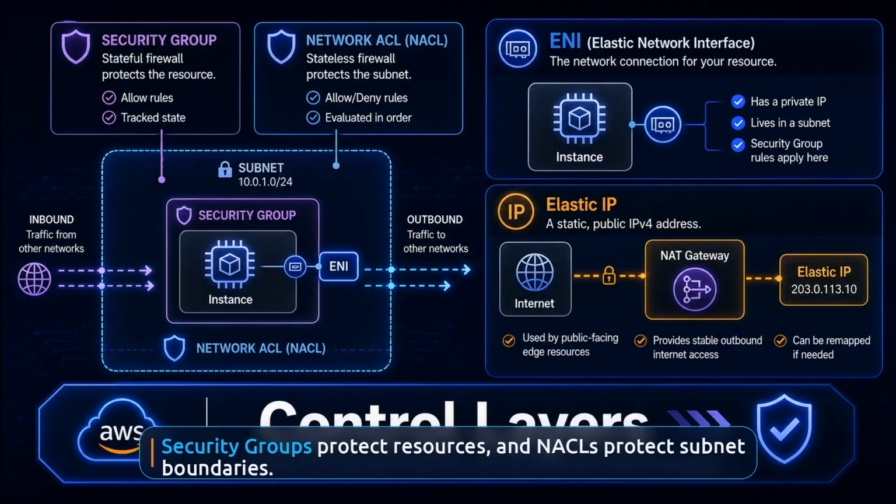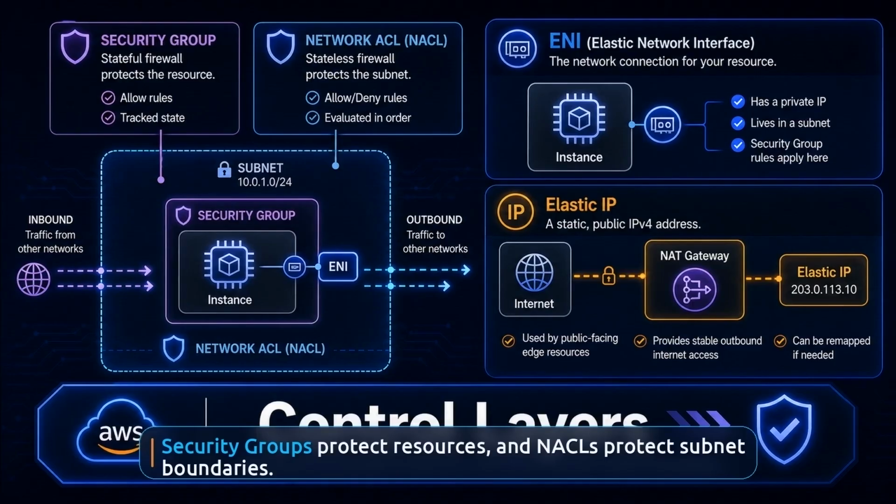Then there is the Elastic Network Interface, or ENI. Think of the ENI as the workload's network attachment inside the VPC. It carries IP addressing, security group association, and the network presence that lets a resource participate in the subnet and route structure. Strong control design means each layer has a clear job instead of every network object trying to do everything at once.